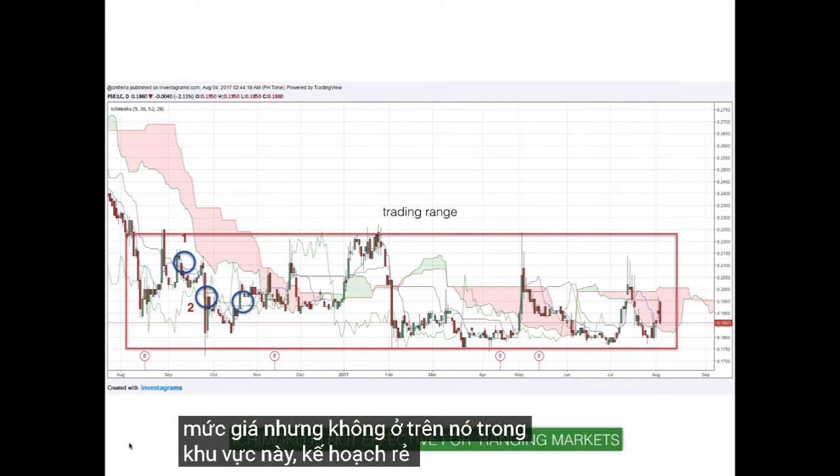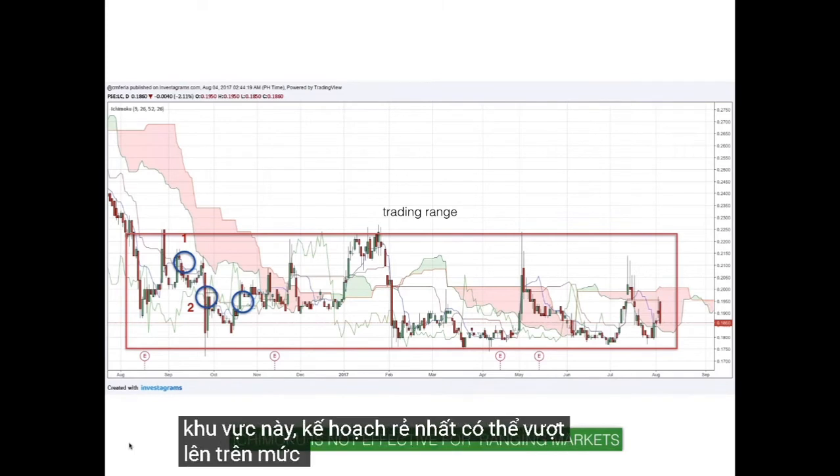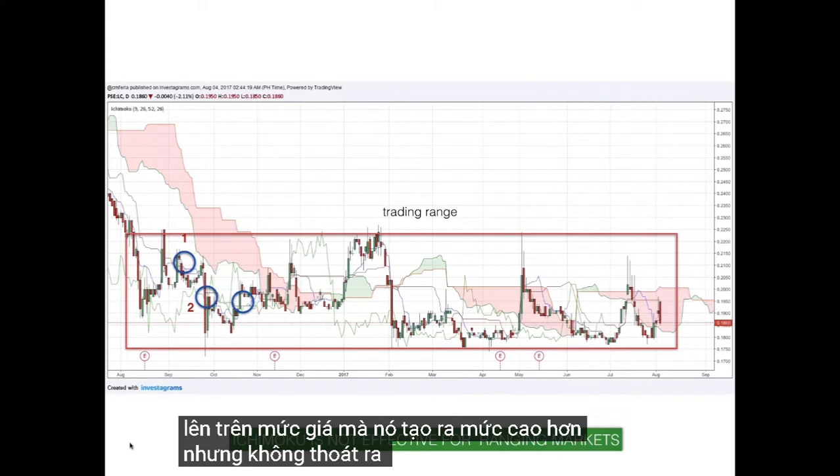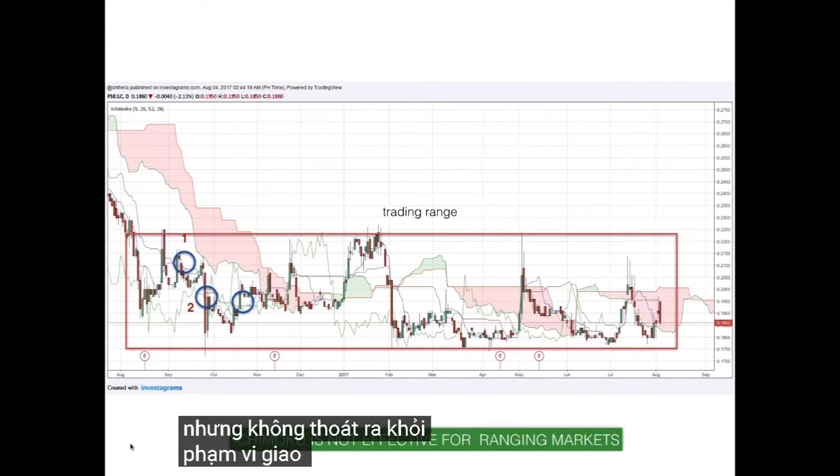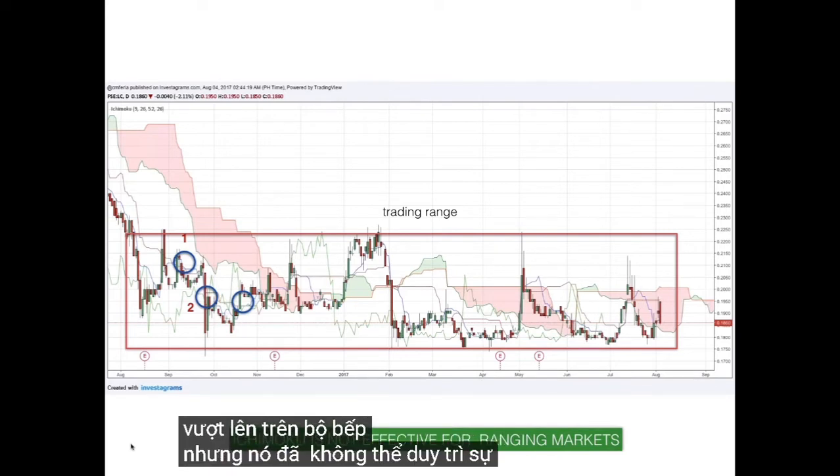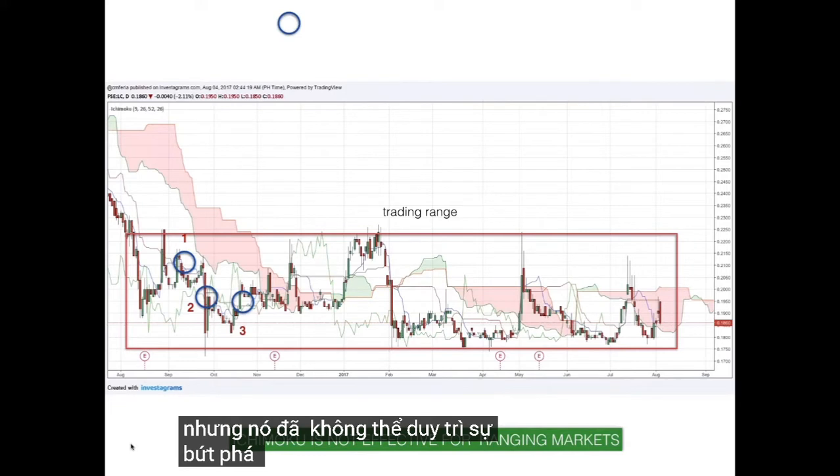In this area, the Chikou span was able to bounce above the price. It made higher highs but failed to break out of the trading range. The Tenkan-sen also crossed above the Kijun-sen, but it was unable to sustain the breakout.